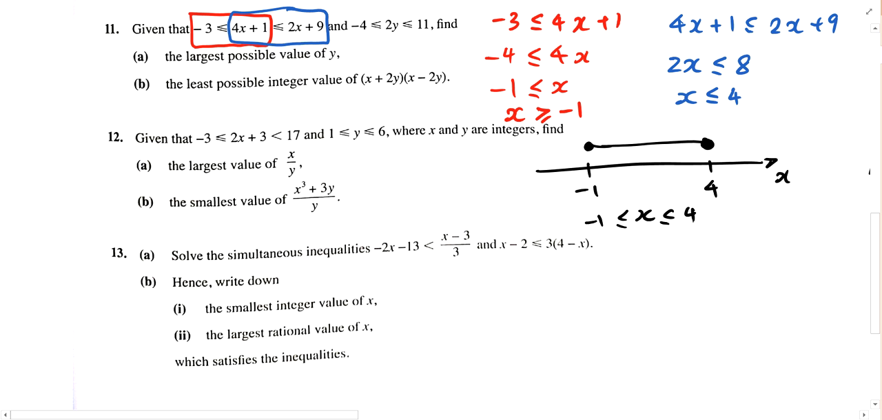And then for y, it is more straightforward. We just divide by 2 throughout. Because we are dividing by a positive number, there's no need to flip any sign. So negative 2 less than or equal to y less than or equal to 11 over 2. If I want the largest possible value for y, it will be 11 over 2. And now for part B.